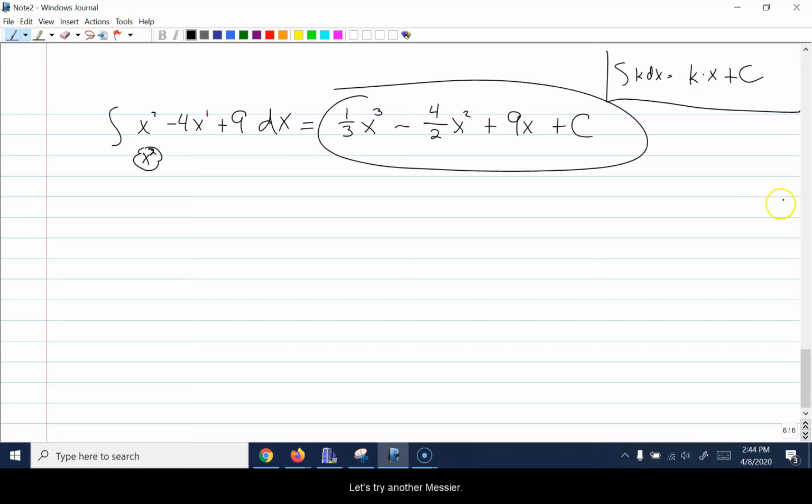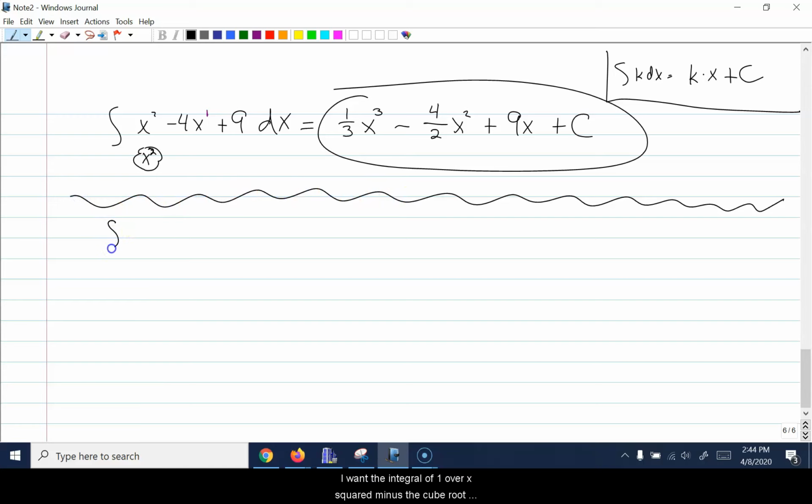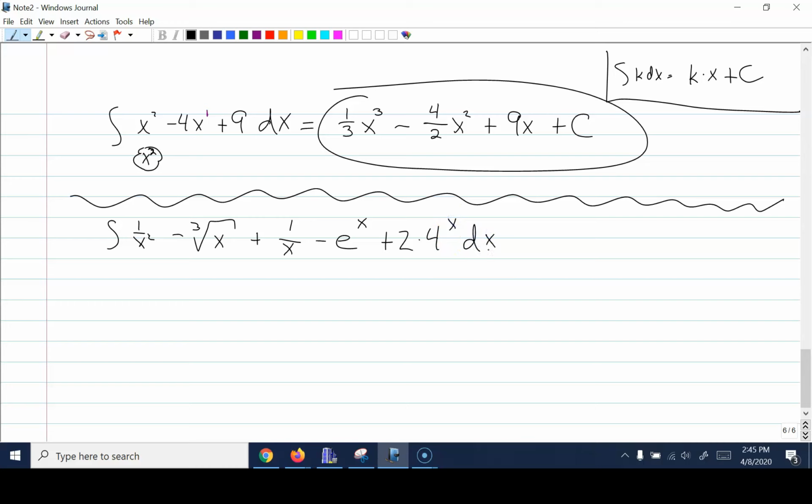Yeah. Let's try another messier one. If I want the integral of 1 over x squared minus the cube root of x plus 1 over x minus e to the x plus 2 times 4 to the x dx. What is the integral of this?